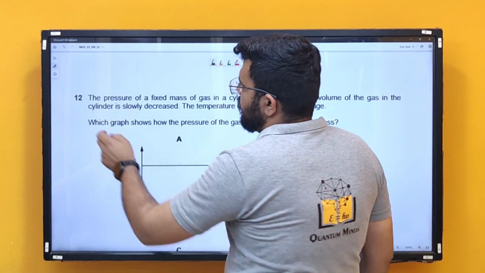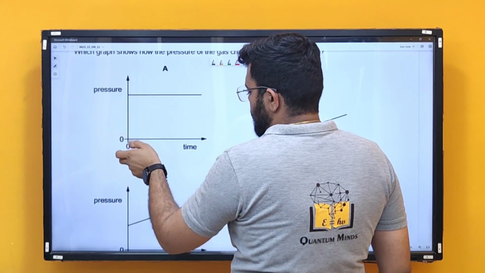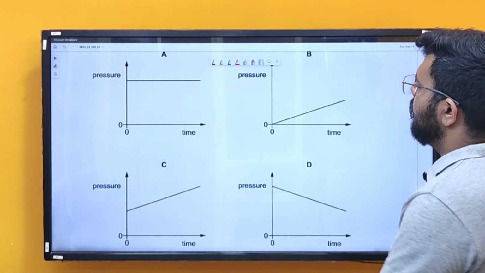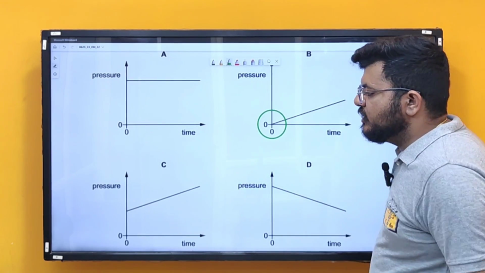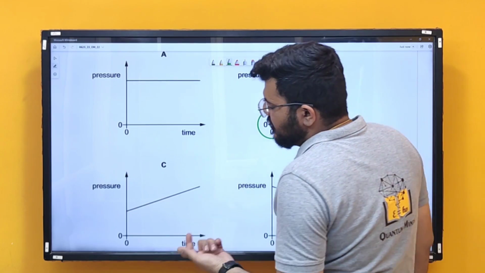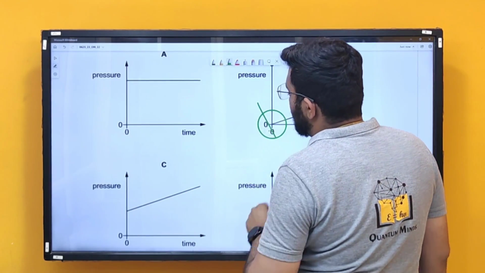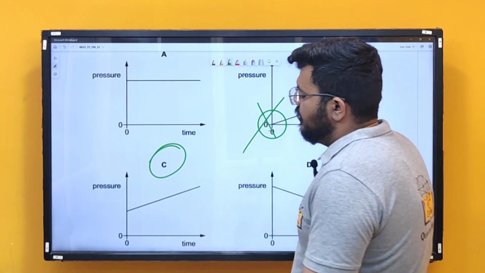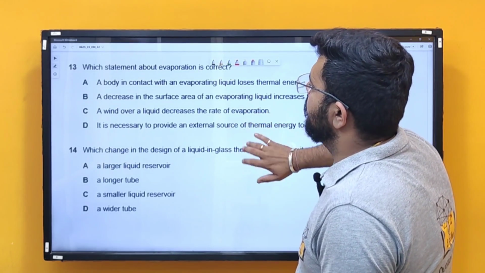Okay, it's pressure versus time. So the pressure increases versus time. That is shown by only graph B and C. But they are showing that in graph B, at time 0, pressure is 0. That cannot happen. Any gas has pressure by when you start the experiment. Therefore, this is incorrect, and therefore option C is the correct answer. Okay, option C becomes the correct answer.